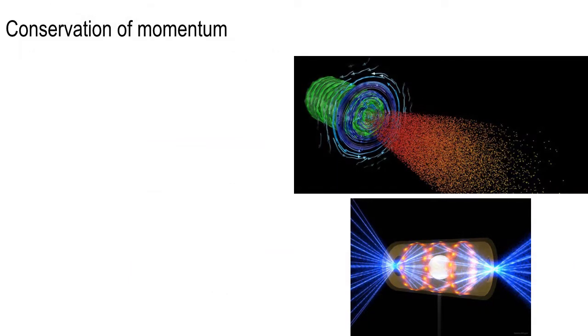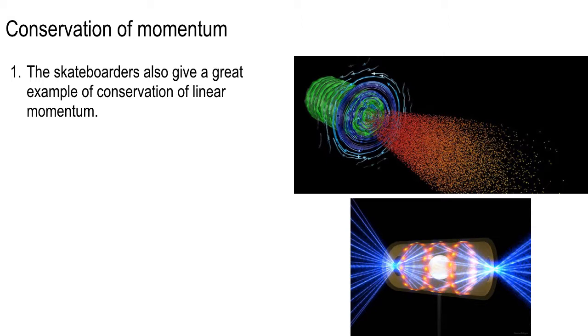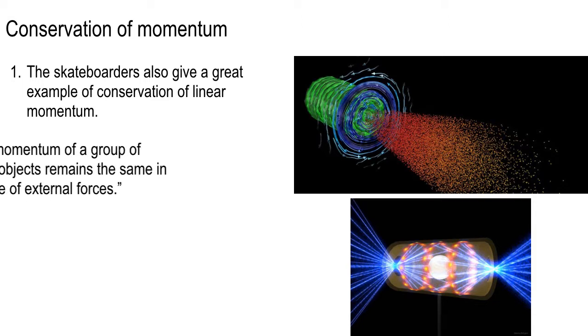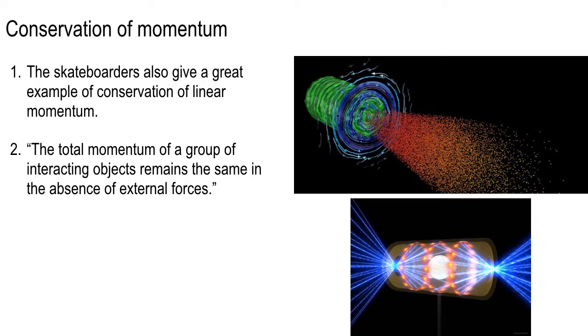All right, so let's look at some of the formal statement of conservation of momentum. Now, the example that we've been concentrating on mostly is skateboarders, and it's a great example of conservation of momentum. Here's the way it can be written in precise language. The total momentum of a group of interacting objects remains the same in the absence of external forces. And really that should be absence of unbalanced external forces.